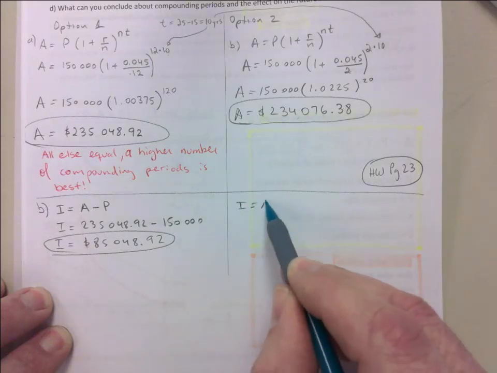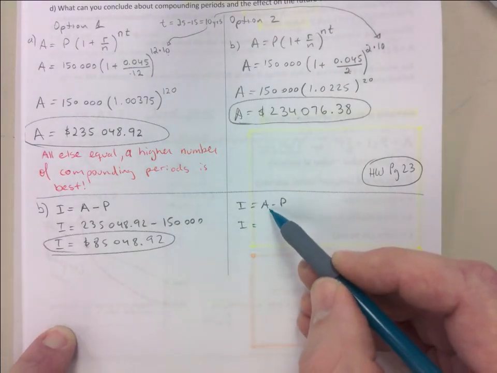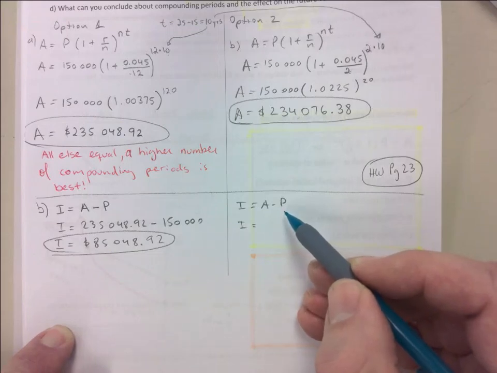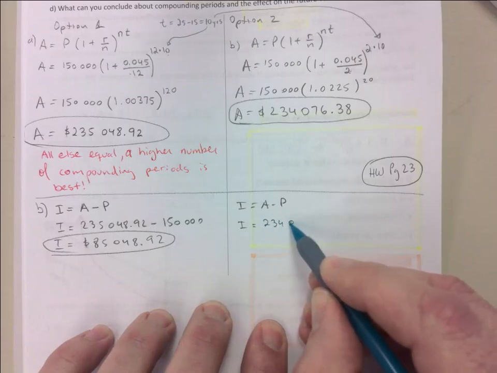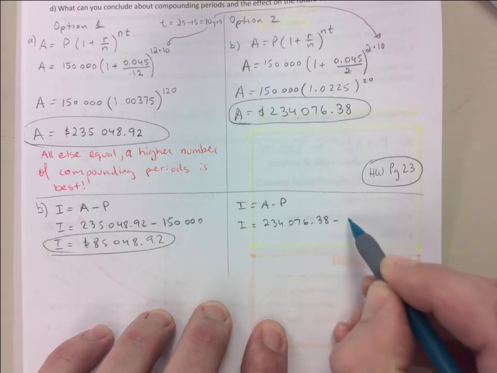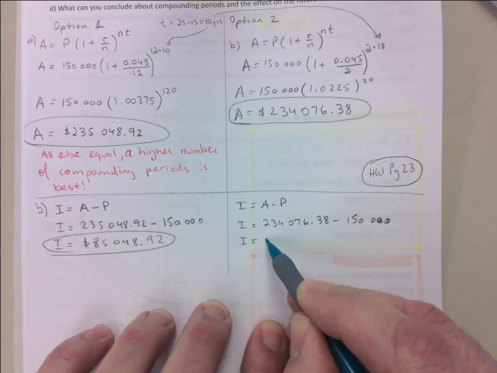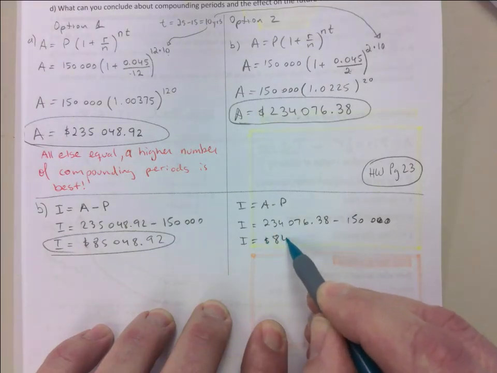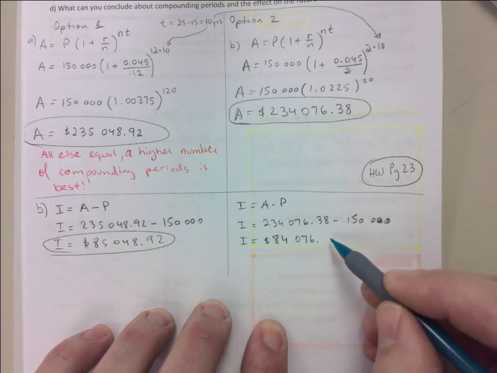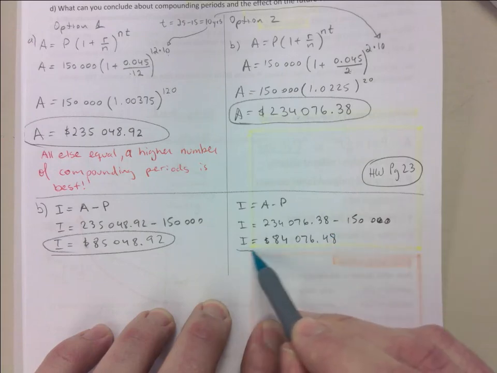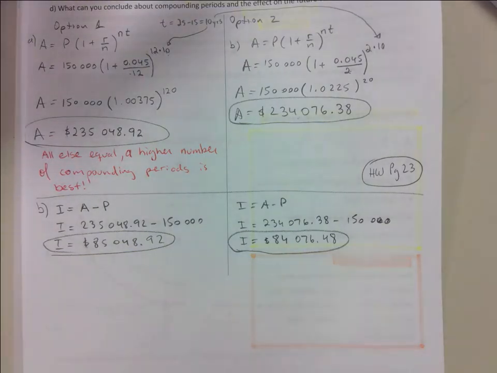The interest here, this is always true, folks. If you know the future value and you know the principal, you can just subtract the two. It doesn't change. So here we earn 85,000. This is an extra step you have to take if you want to find out how much interest you've earned in that particular investment.